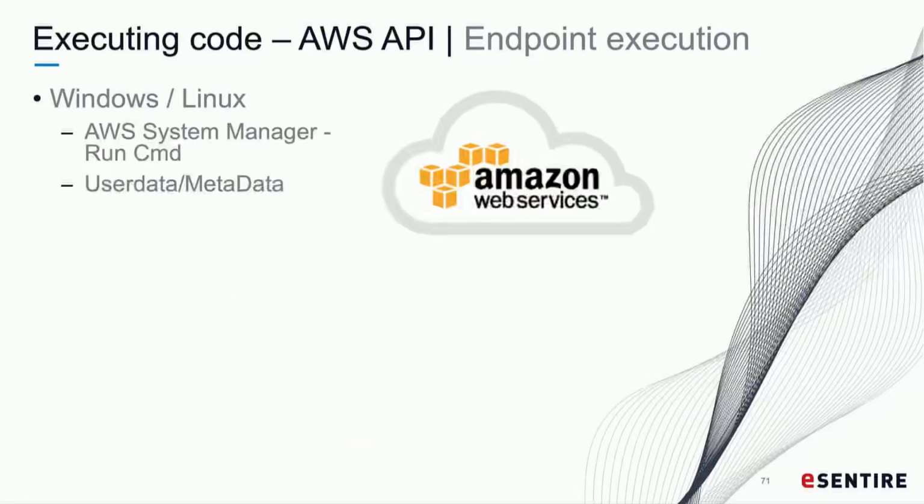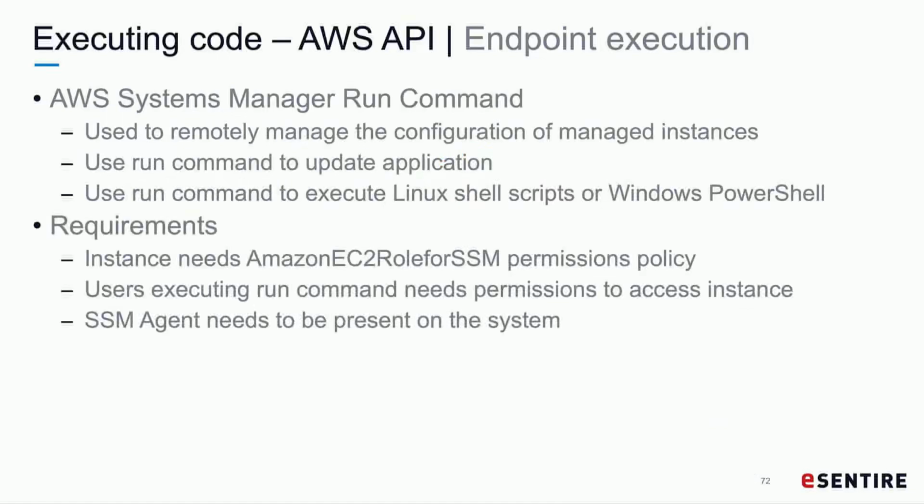Moving on to the AWS side. There are two main methods of code execution from the API down: AWS Systems Manager, which is run command, and then there's also user data and metadata execution. Very much like the Azure side, it works the exact same way. It's legitimately used to install and update packages. The requirements are a little different. You need the Amazon EC2 role for SSM, and then the user needs access, or the API key needs access, to the actual instance.